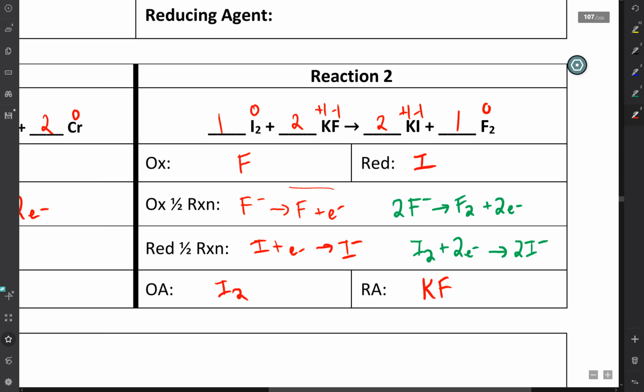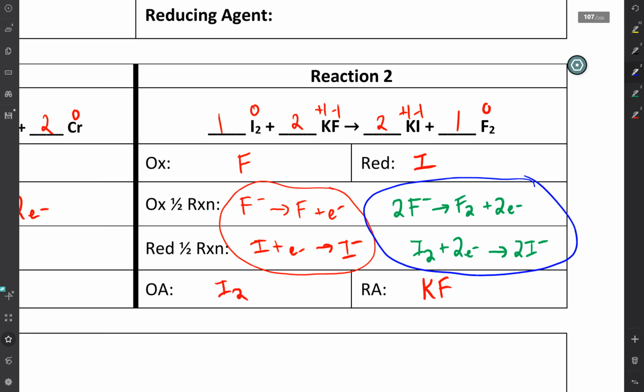So if you wrote it like I did in the red, no problem, you've got the general concept down. If you were able to jump ahead and do what I did, I guess I just circled it in blue, but in the green writing, that's excellent. That's really the proper way to write it.